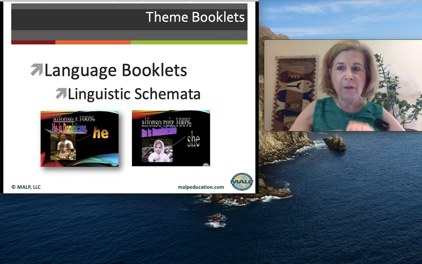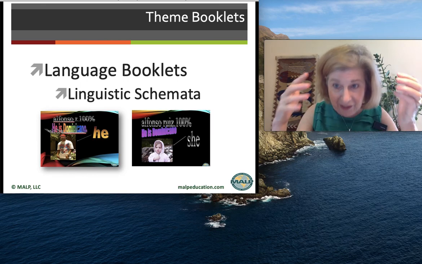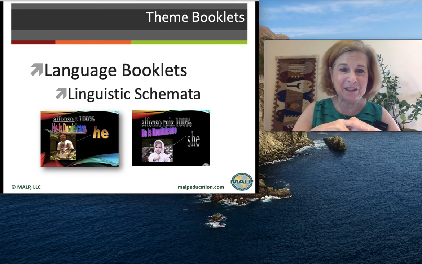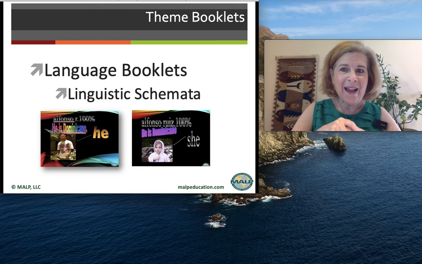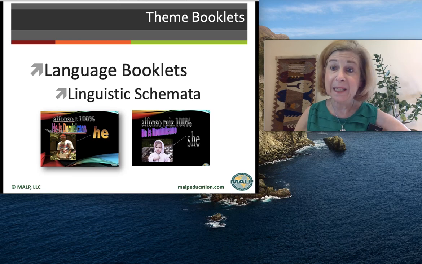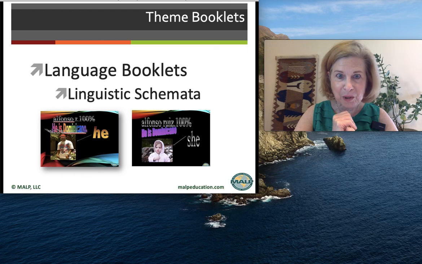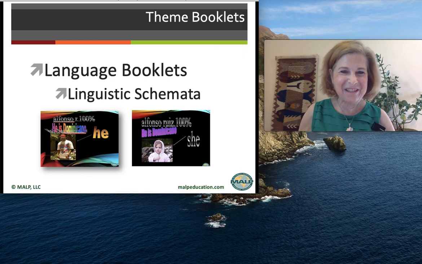Last, here we go. The last one I want to show you is a language booklet which deals with the linguistic schemata. So can you tell what they're going to do in here? What is it going to be? You can see it right away, right? And those look like slides, don't they? Actually, they are slides. And this is another type. So we had a booklet, we had a binder, and now we're going to have an electronic theme booklet, which is going to be PowerPoint slides. And it's going to be linguistic. I wanted to show you a variety.